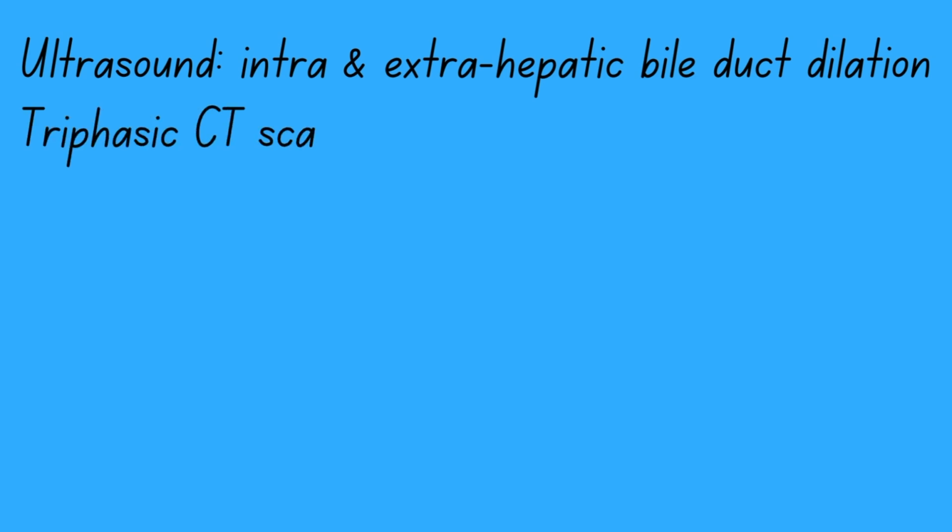Triphasic CT scan of abdomen with arterial, portal venous, and delayed venous phases. This will show the association of the pancreatic cancer with these structures. Now, if we find a dilation of intra or extrahepatic bile duct and the pancreatic duct in the absence of any mass on imaging, it is a sign of pancreatic cancer.